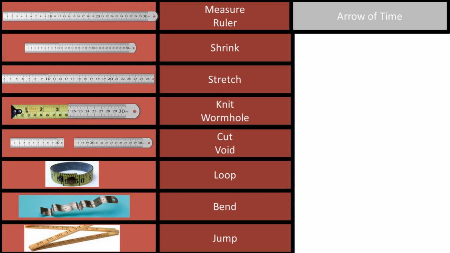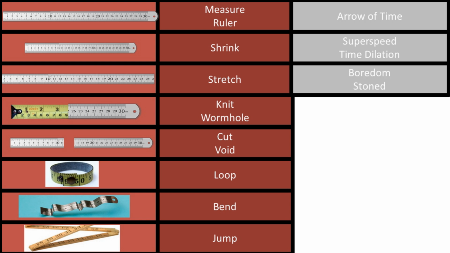If you take a ruler and shrink it in the space dimension, it's kind of like being able to go very fast or have super speed in the time dimension, like the superhero The Flash. If you stretch the ruler in the space dimension, it's kind of like making time take much longer, which is the case if you feel bored or stoned.